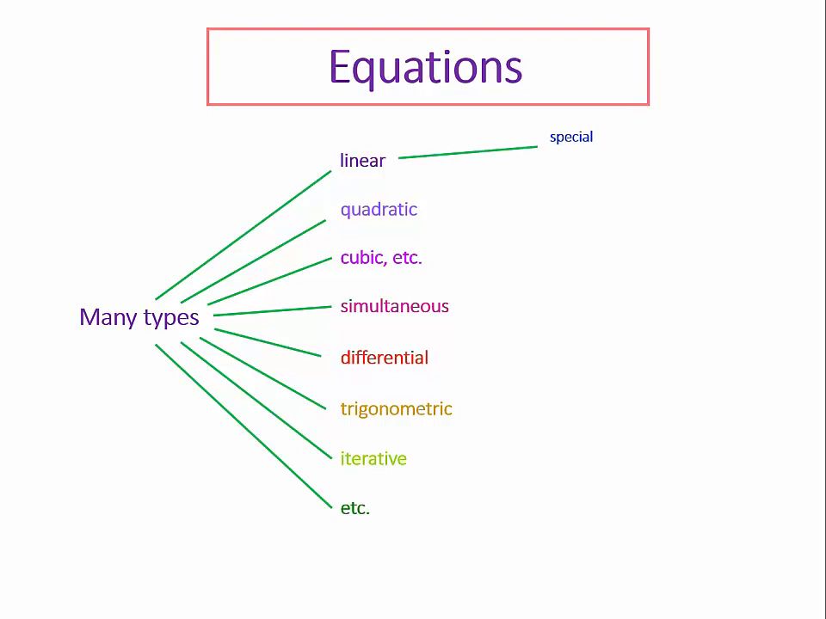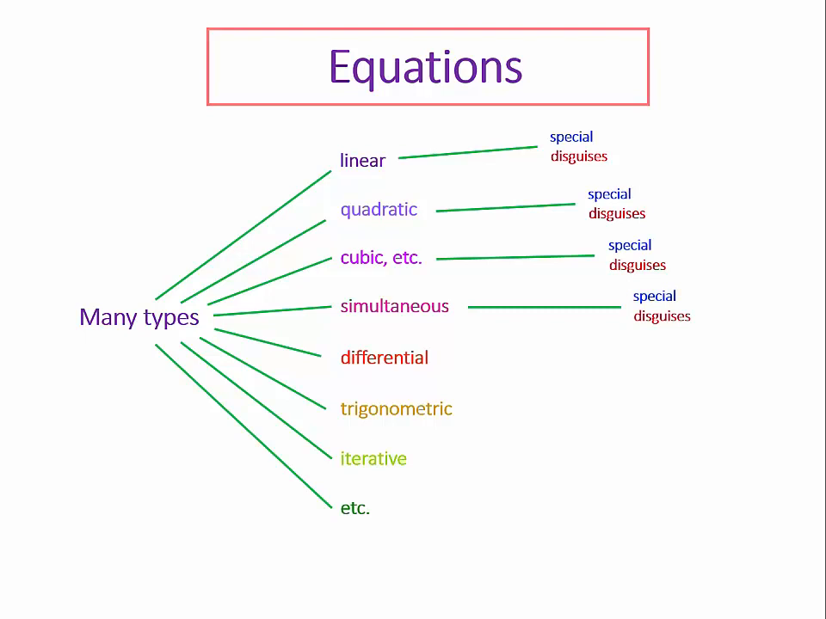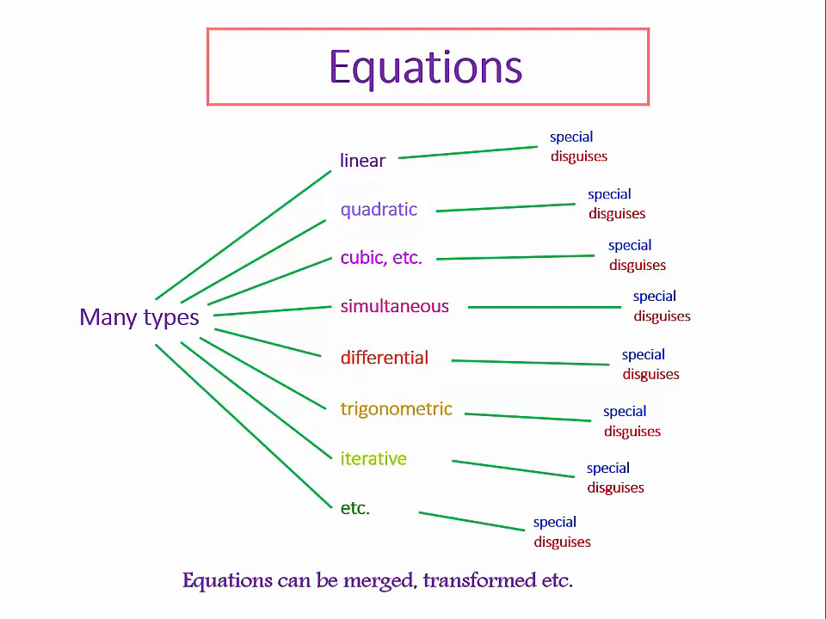For all of these there are special types and there are disguises. So you might get a quadratic equation which has some special characteristic that you can use to solve it very easily. Or it might not look like a quadratic equation, it might be disguised, and you can see through the disguise and solve the equation that way. So for each of these we've got special types, special cases and disguises. Also equations can be merged, equations can be combined together or merged into each other and transformed.